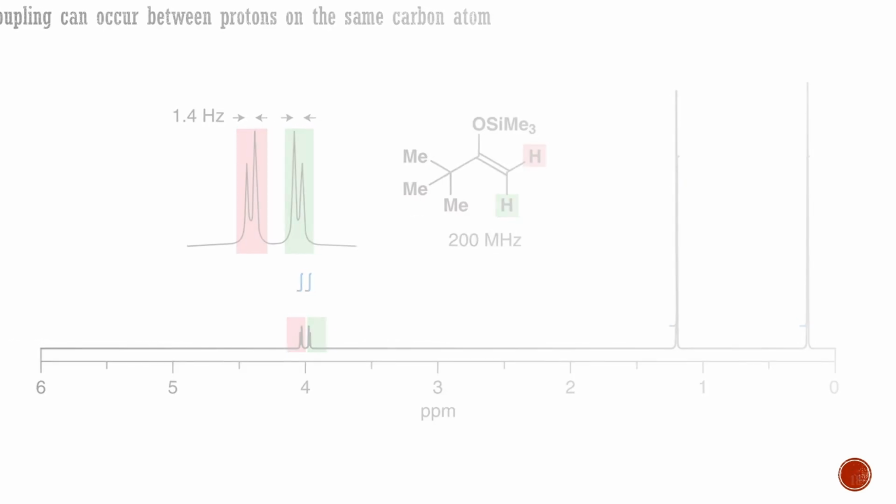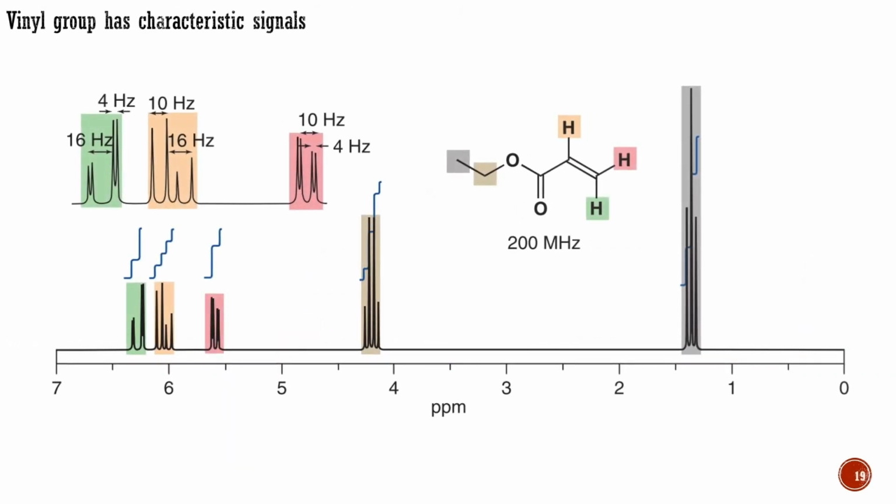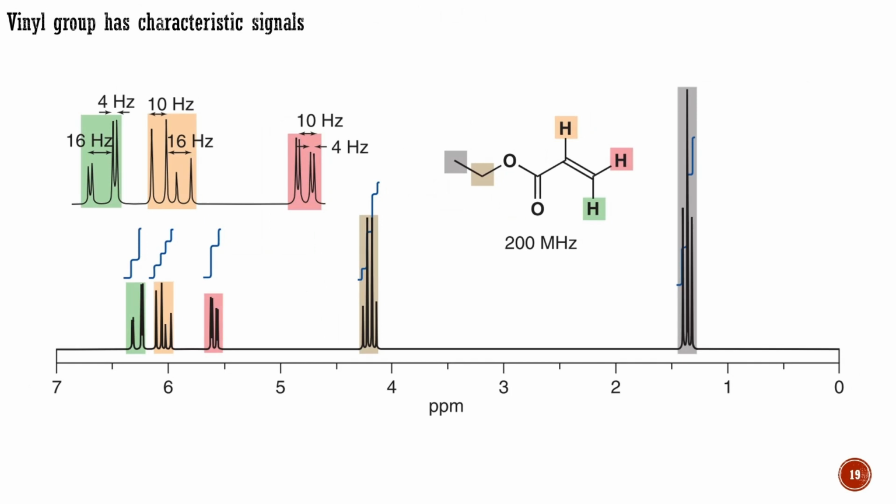This means that a monosubstituted alkene, a vinyl group, will have characteristic signals for each of the 3 protons on the double bond. Here is an example with ethyl acrylate, a monomer for the formation of acrylic polymers. The spectrum may seem complex at first, but it is easy to sort out using the characteristic coupling constants for geminal couplings.